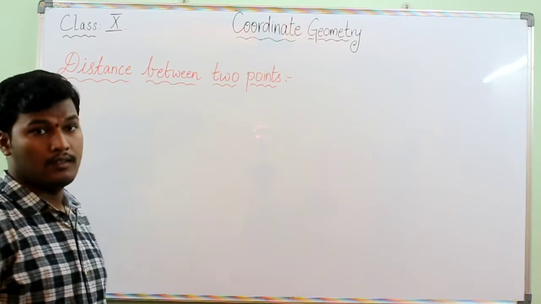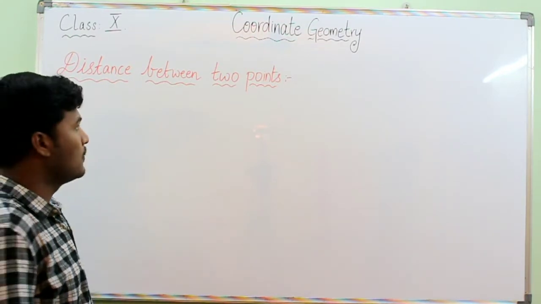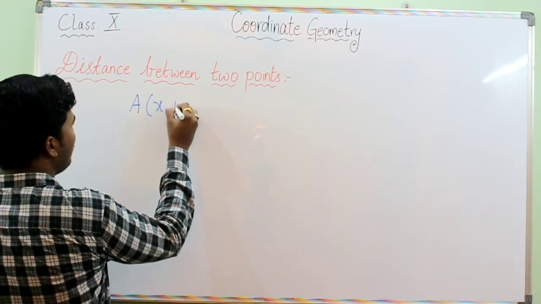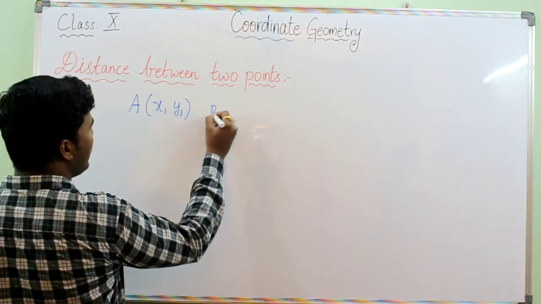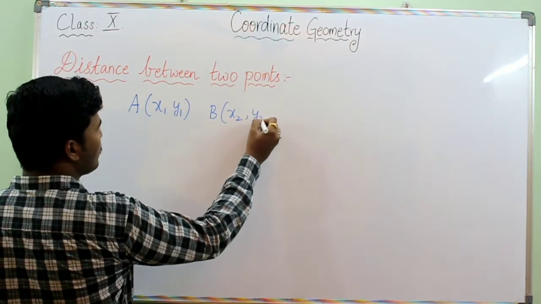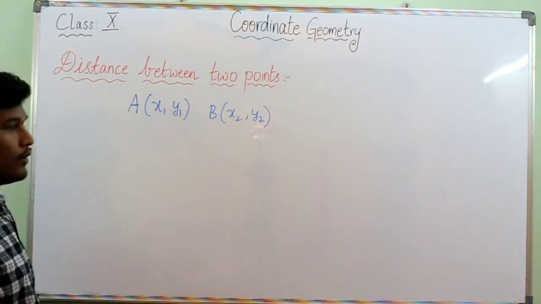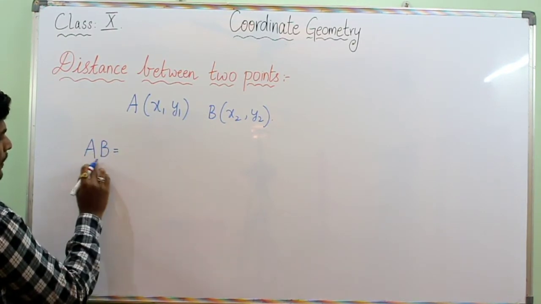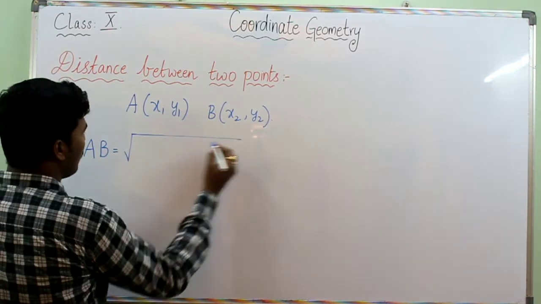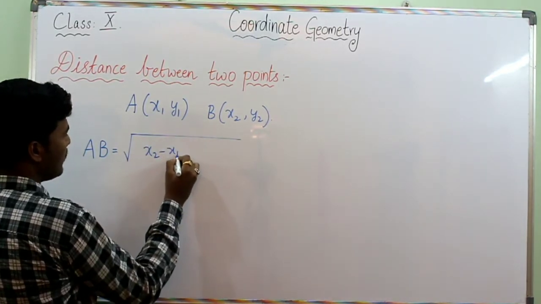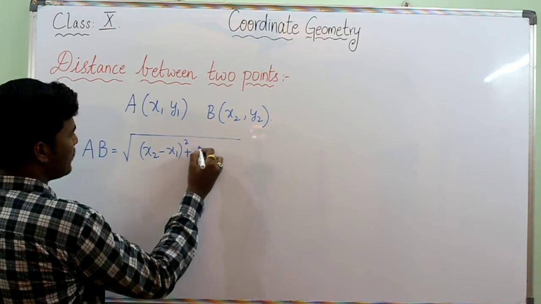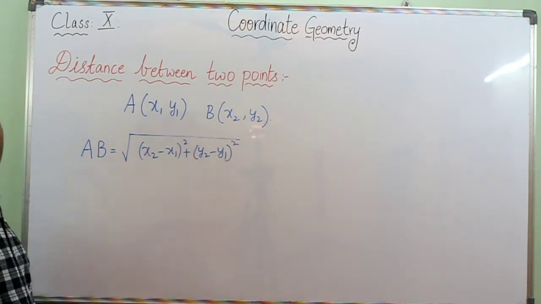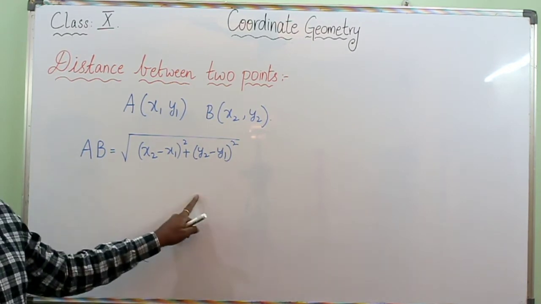Now let us discuss distance between 2 points. So let us consider a point A as (x1, y1) and point B as (x2, y2). Okay, now let us find the distance between these 2 points, that is AB equals square root of (x2 minus x1) whole square plus (y2 minus y1) whole square. Okay, this is the distance between 2 points.